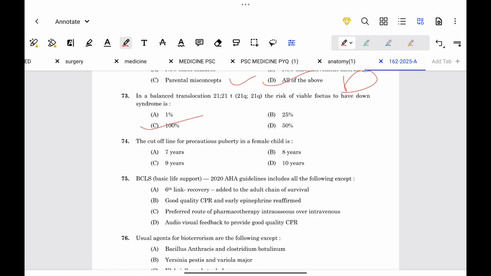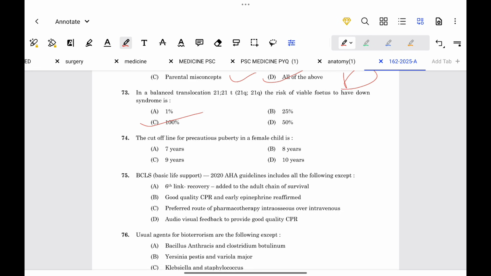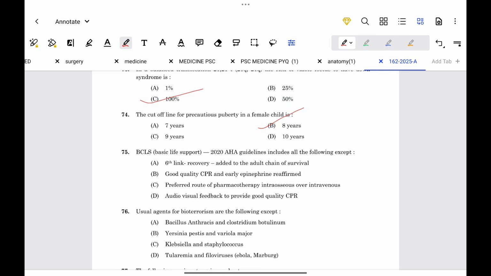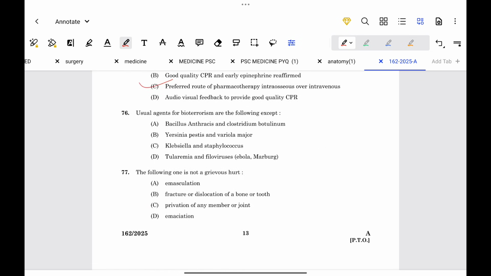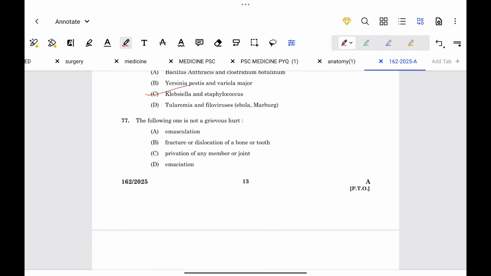The cutoff line for precocious puberty in a female child is 8 years. BCLS 2020 AHA guidelines include all of the following except option C. Preferred route of pharmacotherapy is intraosseous over intravenous. Usual agents for bioterrorism are all except Klebsiella and Staphylococcus. The following one is not a grievous hurt. Emaciation. It is not a grievous hurt.